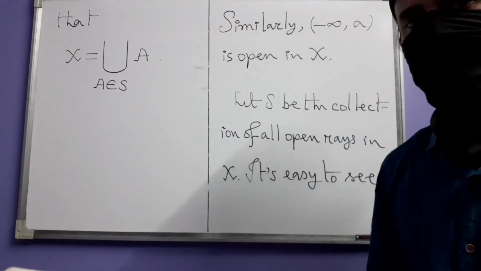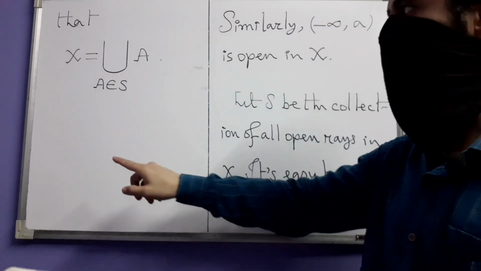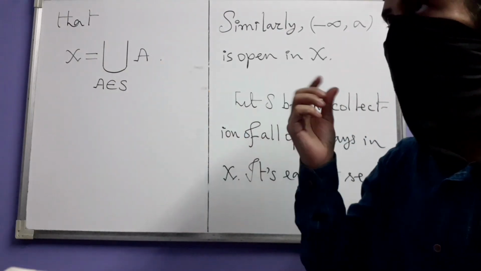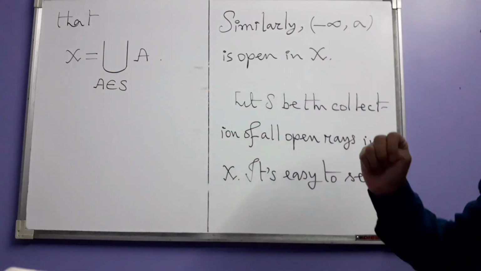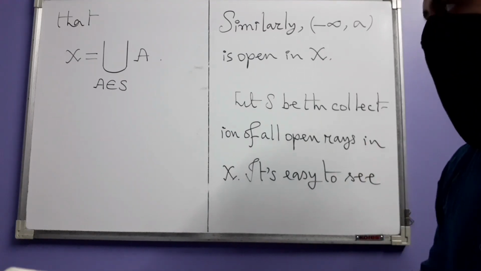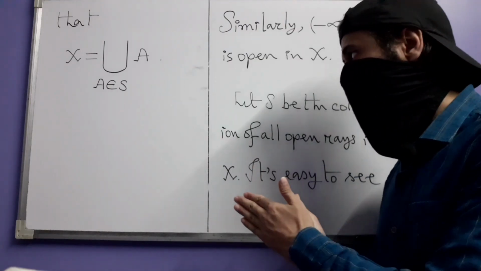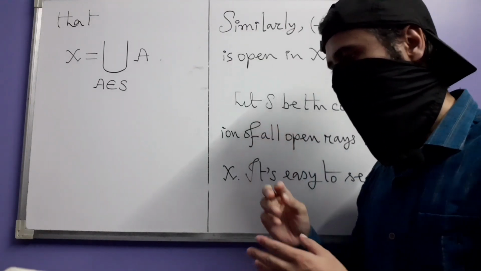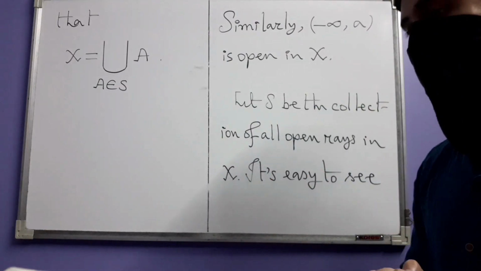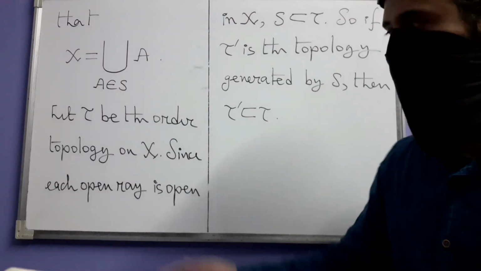You have to prove the reverse inclusion, that X is also a subset of this union. For that, you just have to show that if you take any point in X, that point has to belong to at least one open ray, either of this type or of the other type. So that part is left to you. But next we come to the more important part. The topology generated by this subbasis should match the order topology on X. How do we do that? Let's see. So we proceed like this.